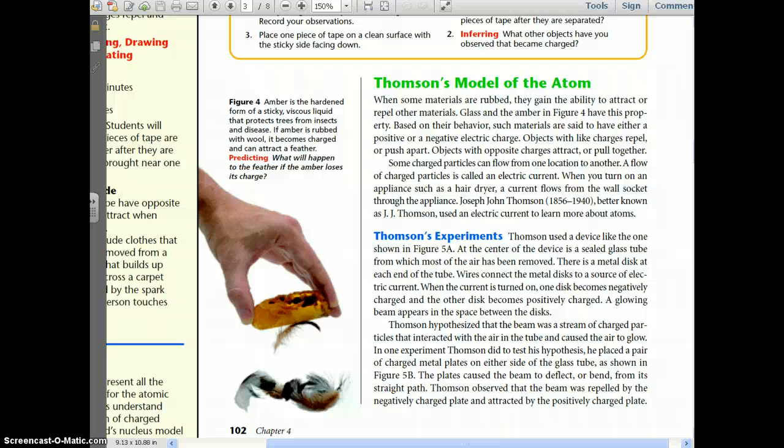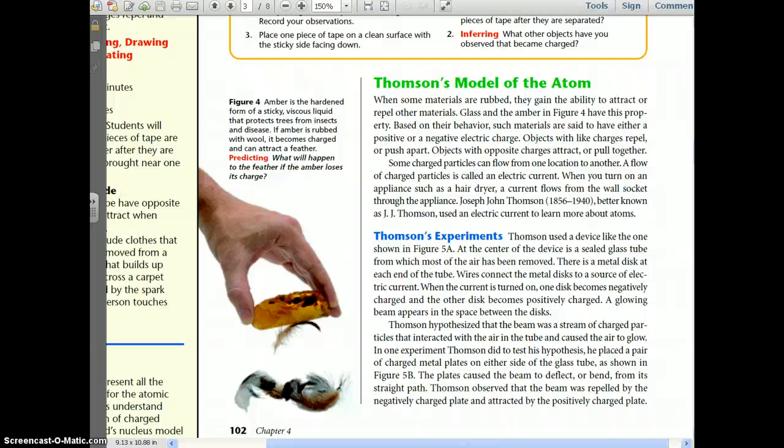Joseph John Thomson, 1856 to 1940, better known as J.J. Thomson, used an electric current to learn more about atoms. And there's the picture they were referring to. Thomson's experiments. Thomson used a device like the one shown in figure 5a. At the center of the device is a sealed glass tube from which most of the air has been removed. There is a metal disc at each end of the tube. Wires connect the metal disc to a source of electric current. When the current is turned on, one disc becomes negatively charged and the other disc becomes positively charged.